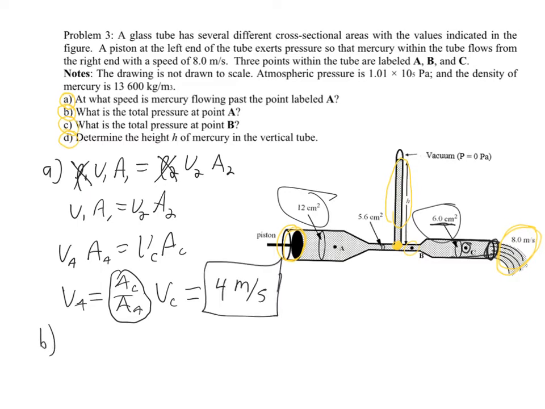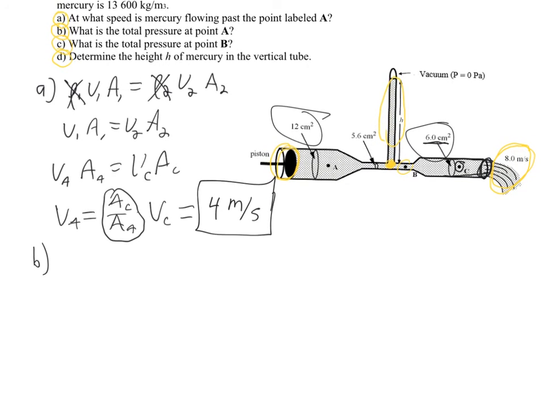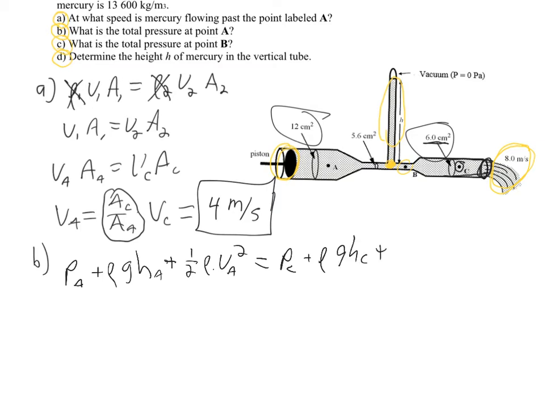Now for part B, we're asked to figure out what the pressure is at point A. Now we can use Bernoulli's equation because, again, we're going to assume that we have this nice ideal flow. So that means that the pressure at point A plus the gravitational potential energy per volume, density times gravity times height at point A, plus the kinetic energy per volume, 1/2 the density times the velocity at point A squared, should be constant. So that should be the same as what it is at point C: the pressure at point C plus rho g h C plus 1/2 rho vC squared.